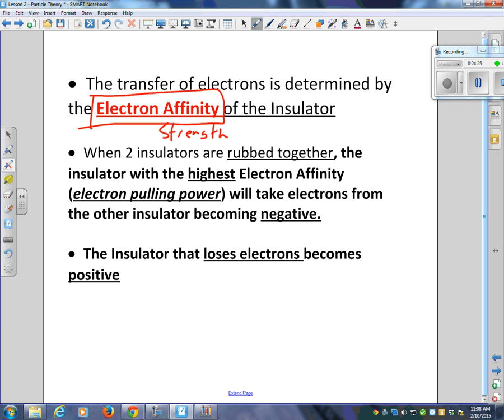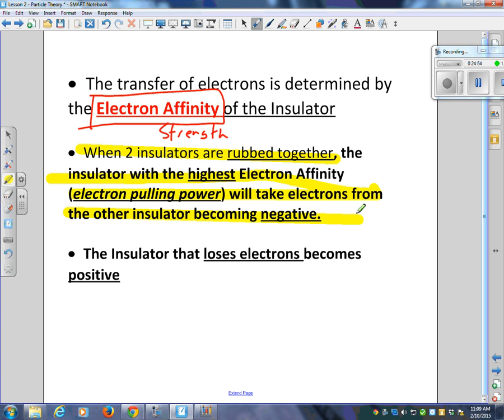The one that has the higher strength, when two insulators are rubbed together: the insulator with the highest electron affinity, or electron pulling power, will take electrons from the other insulator, becoming negative. This paragraph right there is super important. Put a star beside it. I will expect you to answer this question on the test.